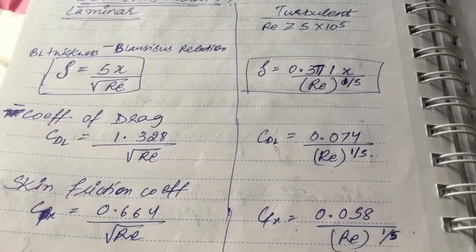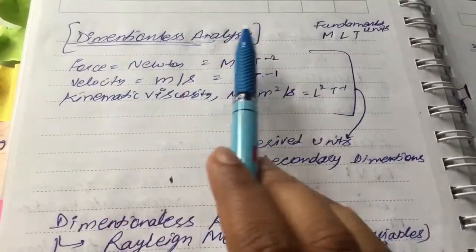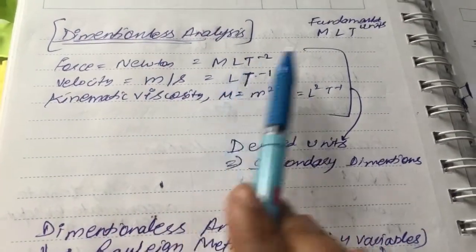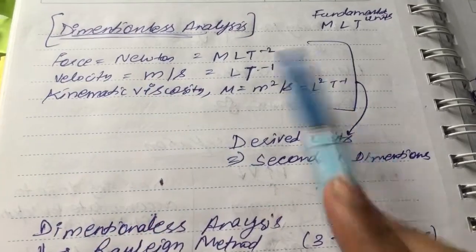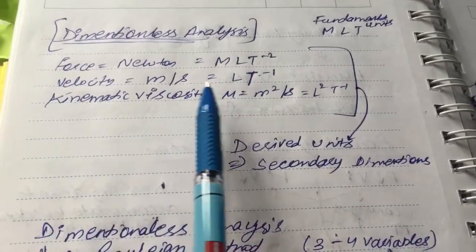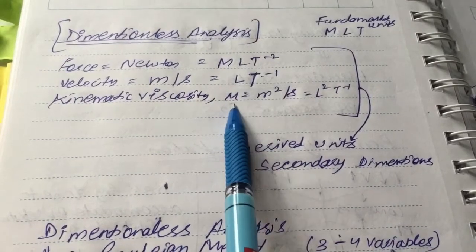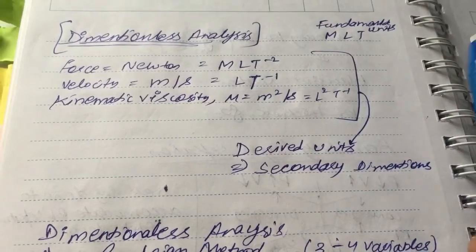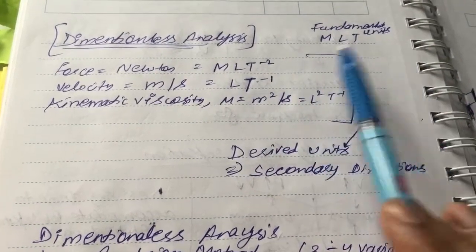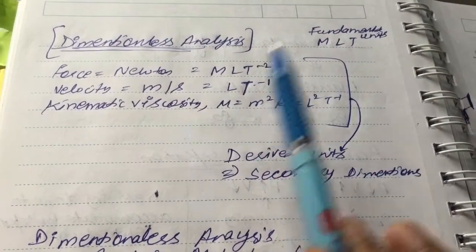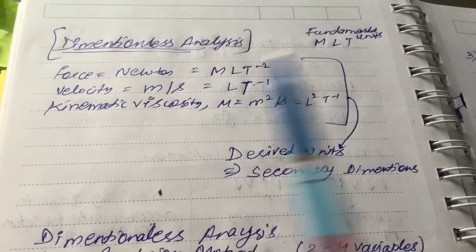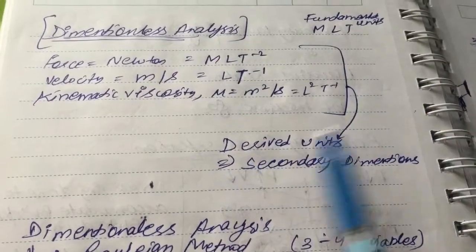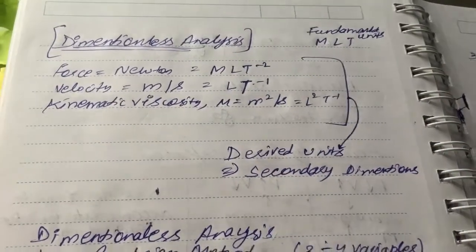Next we have dimensional analysis. We know force is in Newton, which is M L T to the power minus 2, velocity is meter per second, which is L T to the power minus 1, and kinematic viscosity is meter square per second, which is L square T to the power minus 1. So these are our fundamental units for fluid mechanics, and from here we can derive the secondary units, called secondary dimensions.